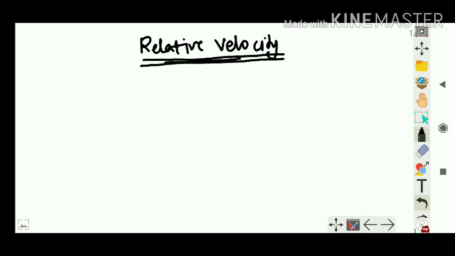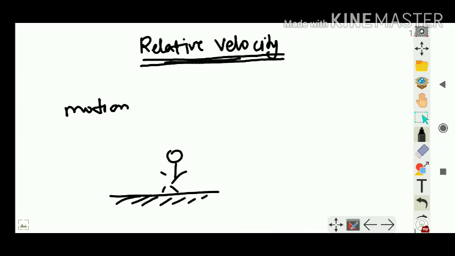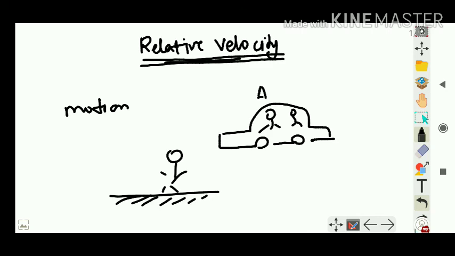See, you know that motion is a relative term, right? Relative term means, suppose this is you, standing on the ground, and you see a car or a bus, any vehicle, let's say it's a car. Inside the car there are two guys, let's say this guy is A and this is B, and you are C. Let's say the car is moving in this direction with velocity v meter per second, right?